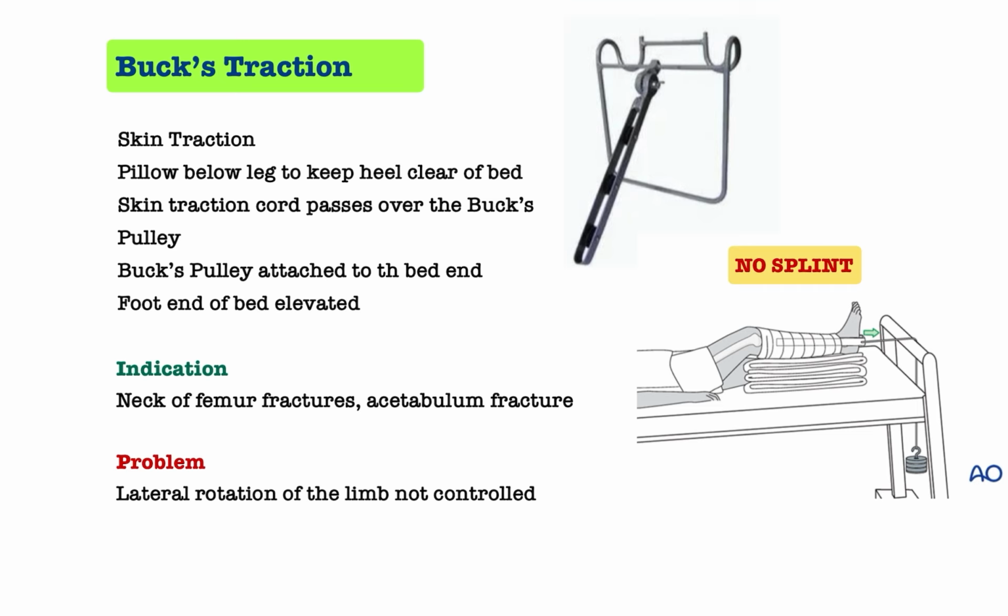The problem with buttocks traction was that lateral rotation of the limb cannot be controlled. The point must be noted that no splint is applied in buttocks traction and in Perkins traction.